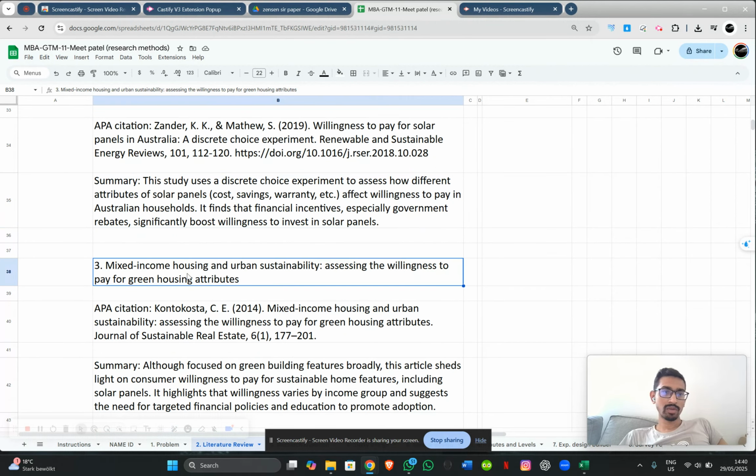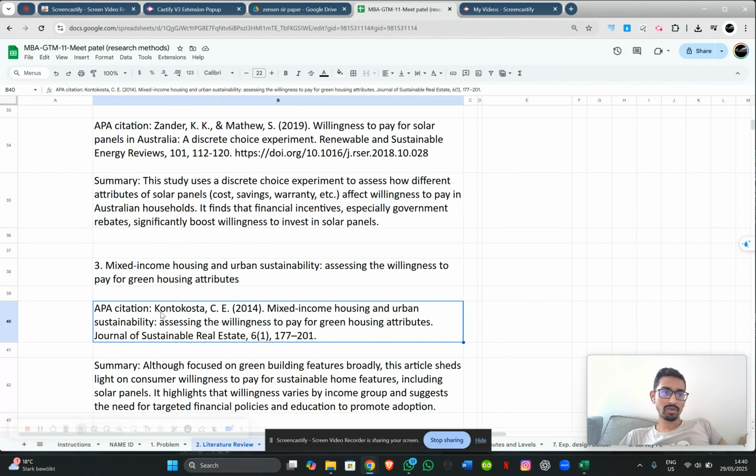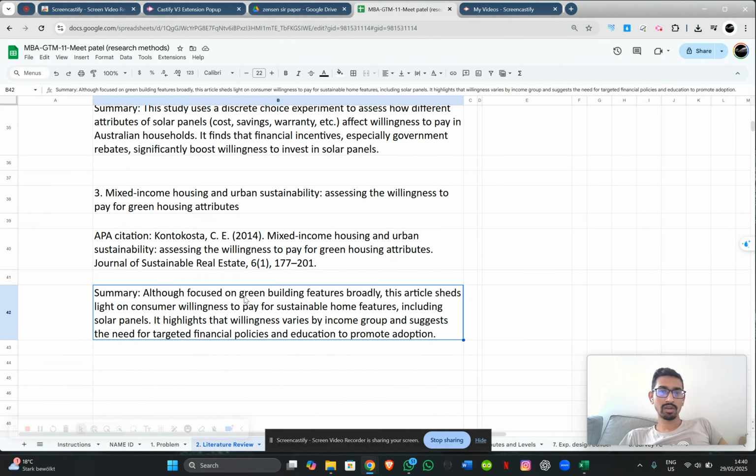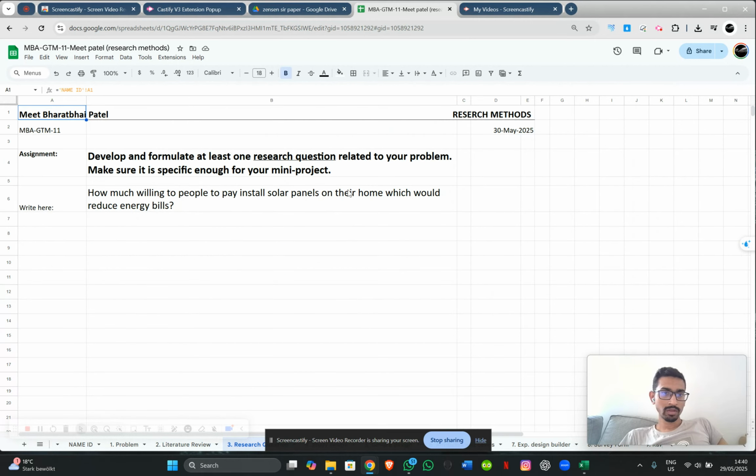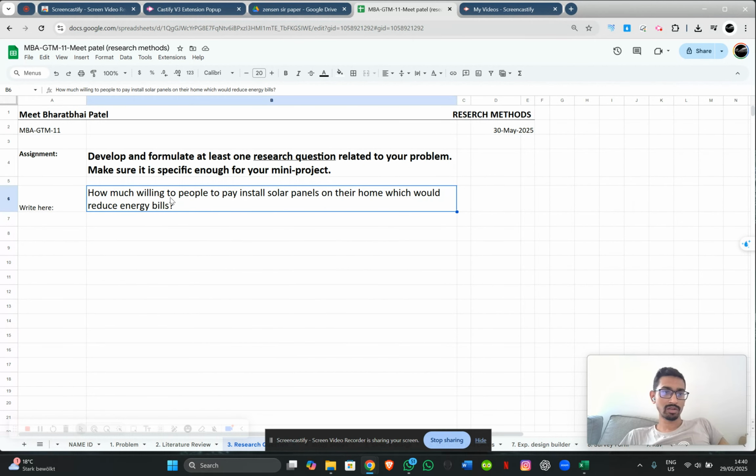The third article is about mixed-income housing and urban sustainability, by Contanto CE in 2012, where they focus on green building features broadly. This article also sheds light on consumer willingness to pay for sustainable home features, including solar panels. It highlights that willingness varies by income group and suggests the need for targeted financial policies and education to promote adoption.